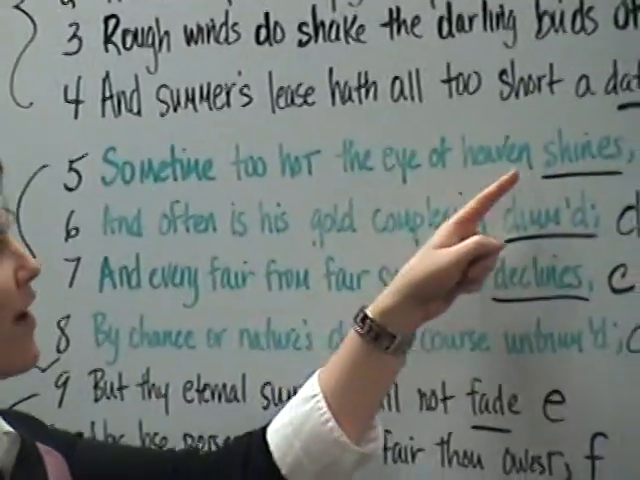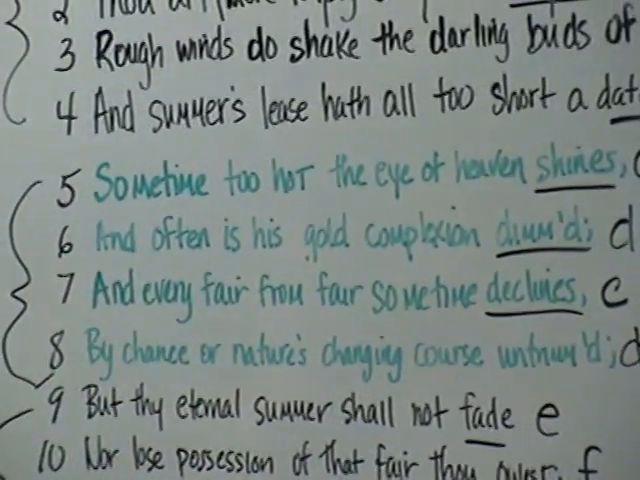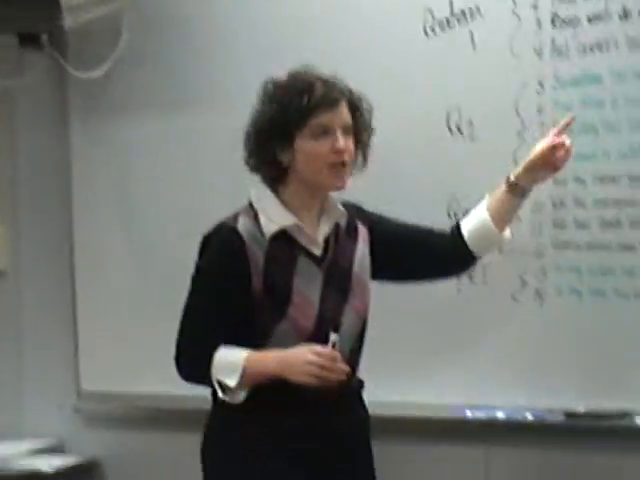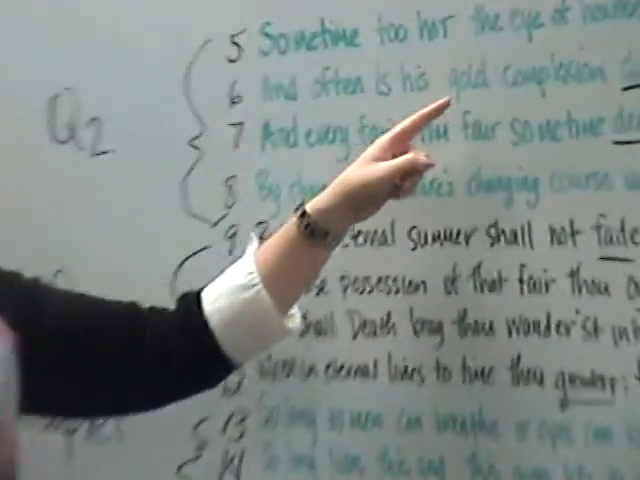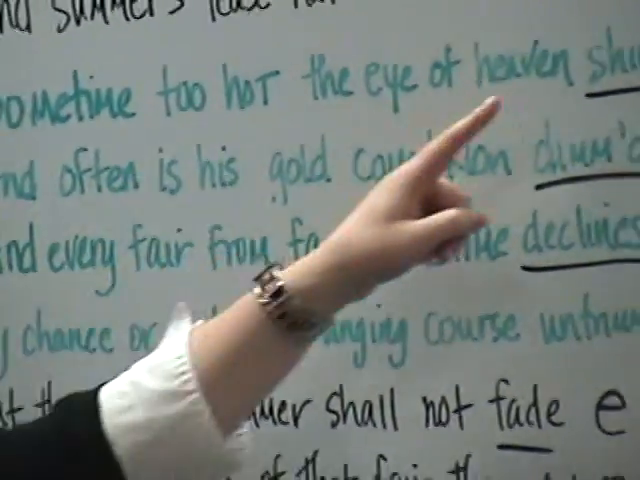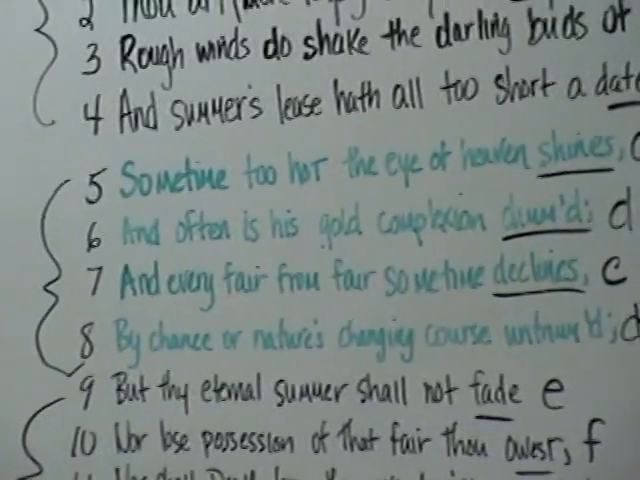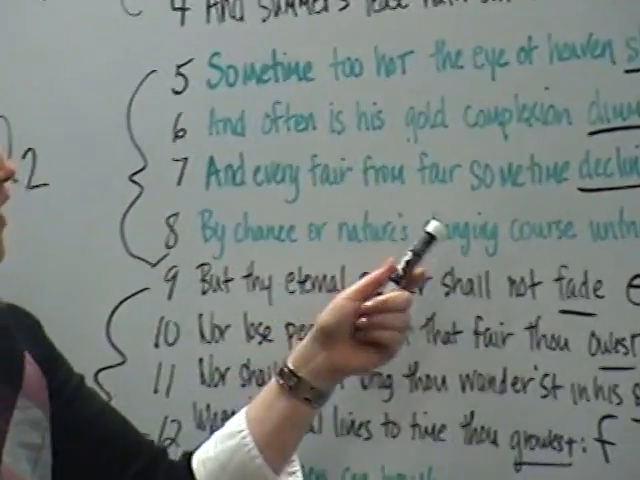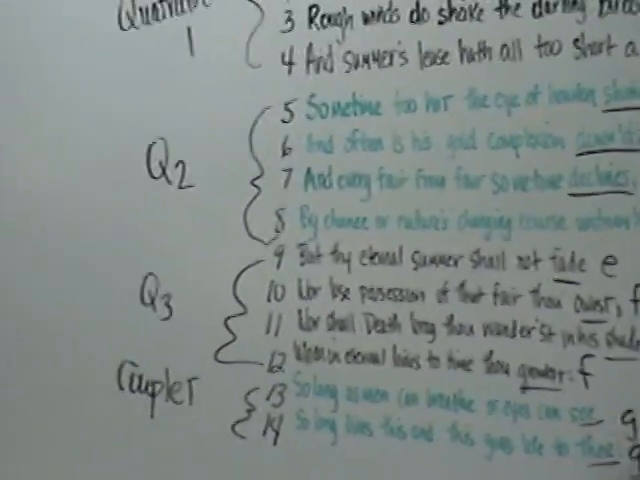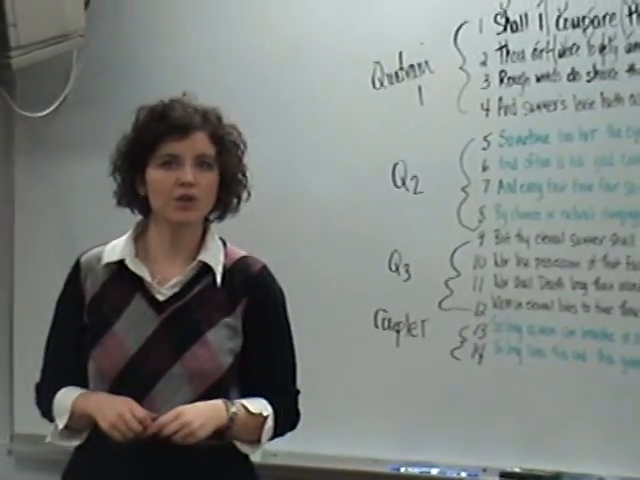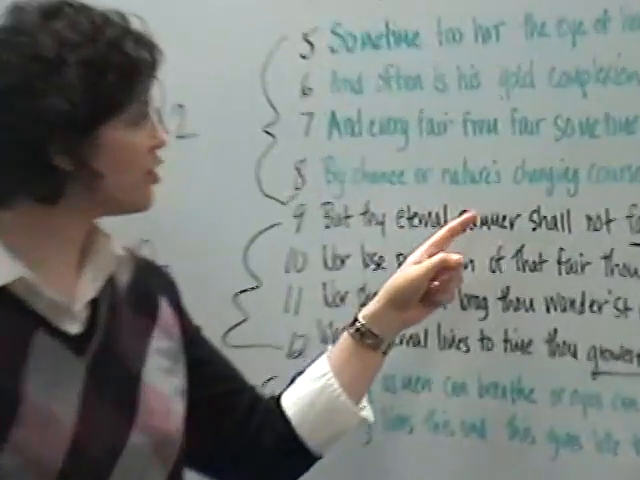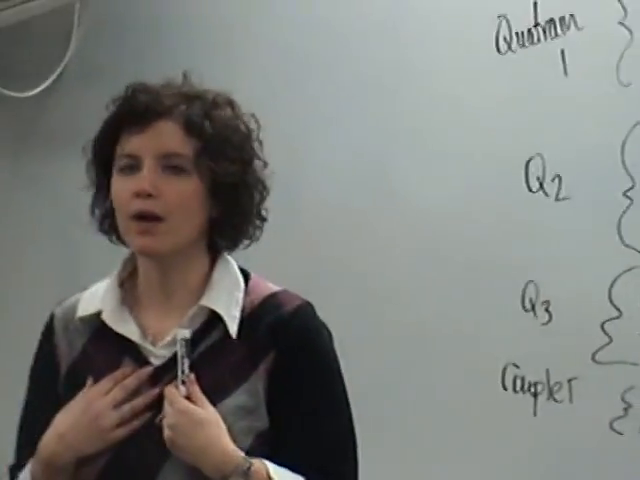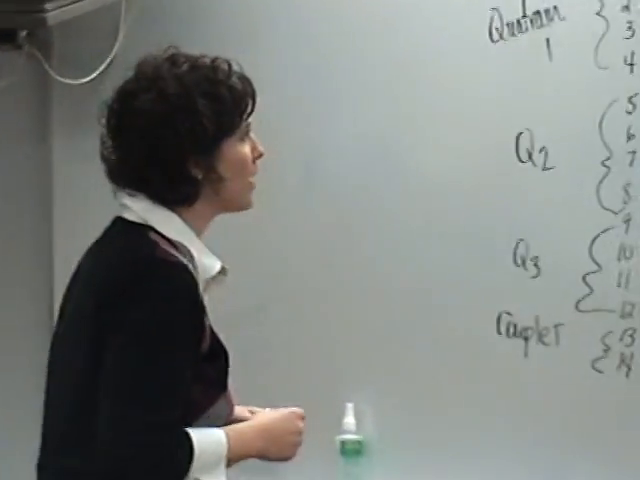Sometime too hot the eye of heaven shines. Well, this sounds familiar. He's talking about hot, heaven shines, heaven, is that sun? So sometimes a summer day is too warm. And often is his gold complexion dimmed. Not only is it too hot, but sometimes it gets cloudy. So it's so overbearingly bright, and then it becomes dimmed. And every fair from fair sometime declines. Sometimes a beautiful day or a beautiful evening will turn into a bad storm. By chance or nature's changing course untrimmed. Really, weather is temperamental. Do I want to compare the person I love to something that's so temperamental?